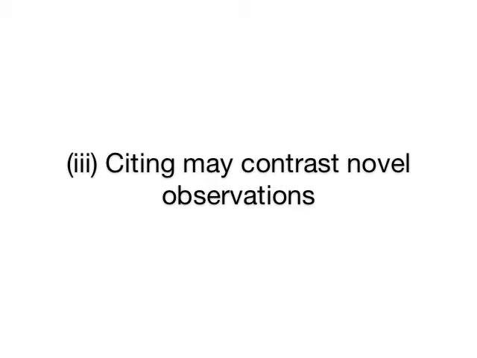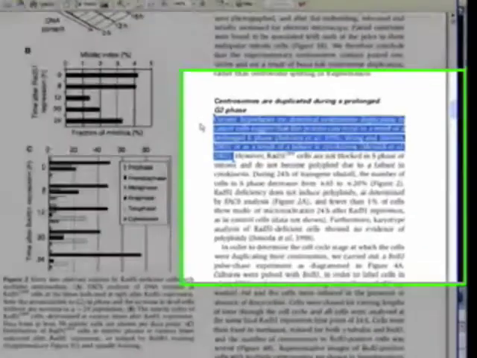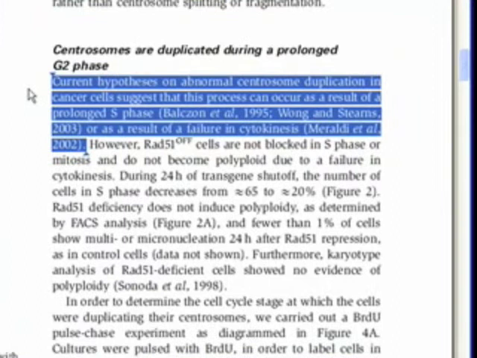Third, citing may contrast novel observations. For example, in the 3rd subsection of results, we read, current hypotheses on abnormal centrosome duplication in cancer cells suggest, followed by citations to Balson et al., Wong and Stearns, and Moraldi et al. This is followed by observations in the current EMBO Reports study which don't fit neatly with those hypotheses.